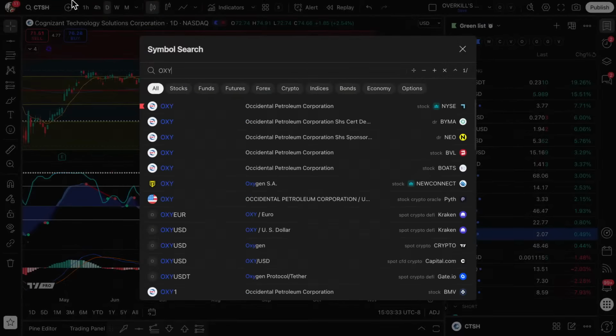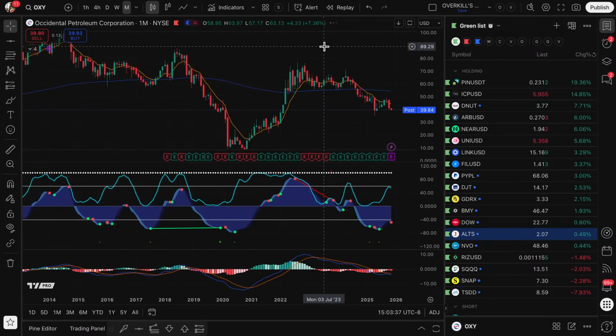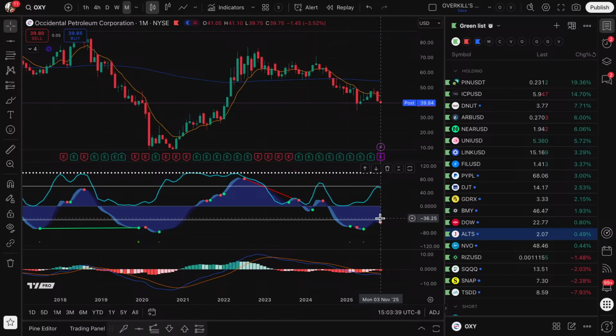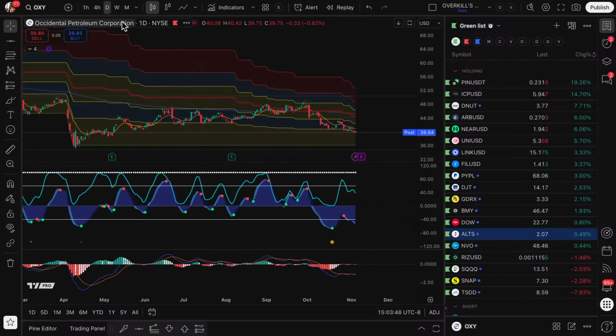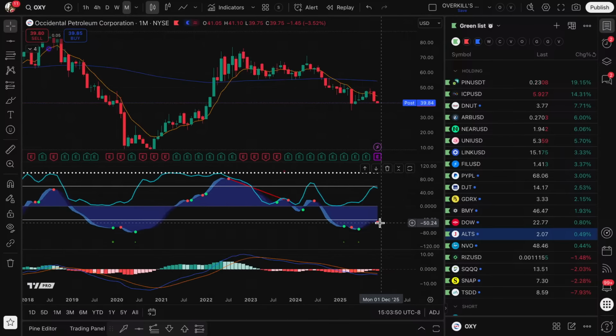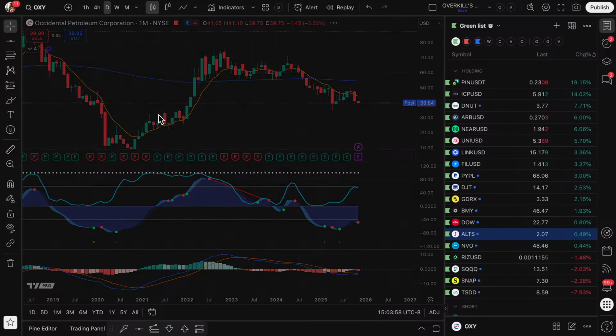I see one for Oxy. OXY. I actually got stopped out on Oxy today off the red dot. I actually sold my Oxy today. It broke 40, so I had a stop loss at $40. I got stopped out. I just didn't like the red dot there on the monthly. Again, I don't know which way this thing's going to break, but red dot, it broke 40. I didn't like that. I sold it today.